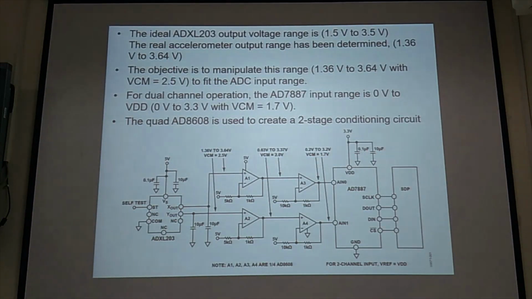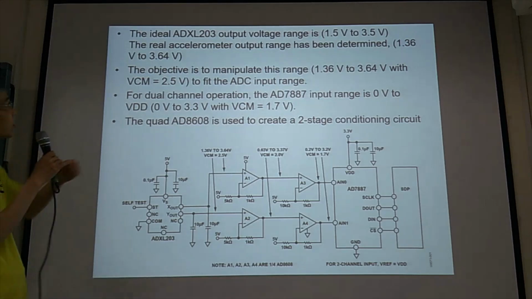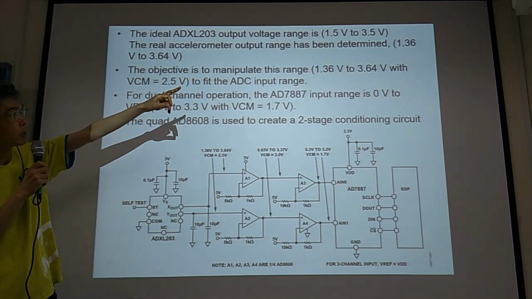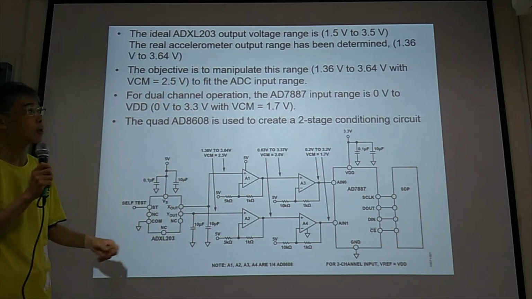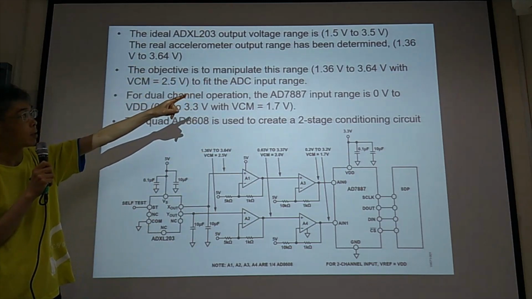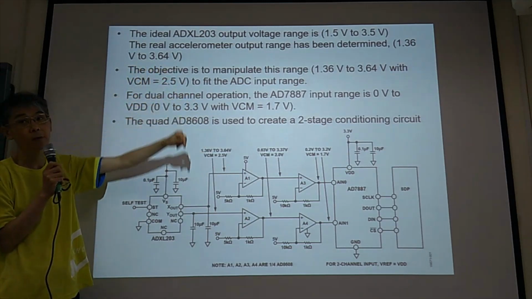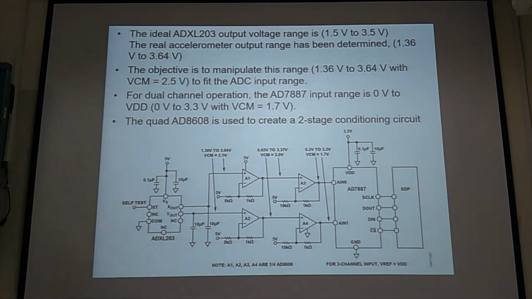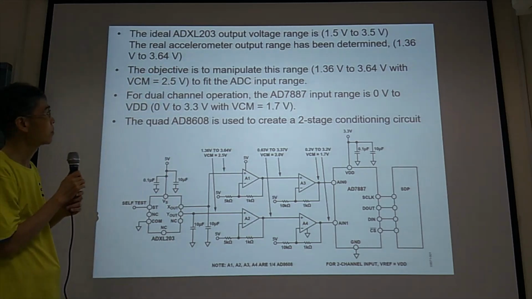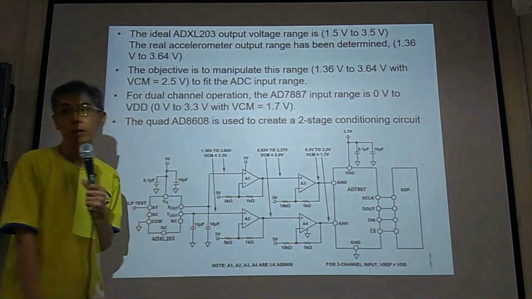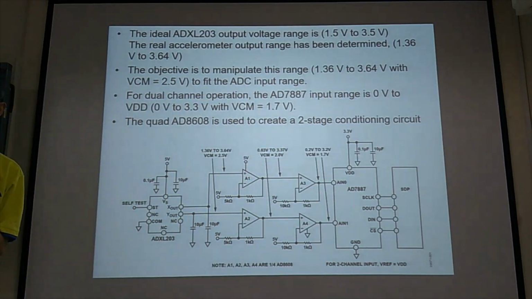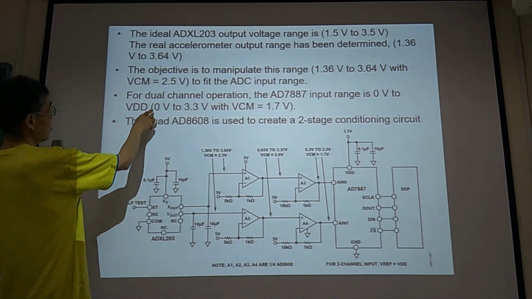So now the ideal is 1.5 volt to 3.5 volt, but the worst case scenario is 1.36 to 3.64 volt. Okay? Then this is the maximum value, this is the minimum value. What's the common mode value? You just take V maximum plus V minimum divided by 2, that is the common mode. So the common mode is 2.5 volt.